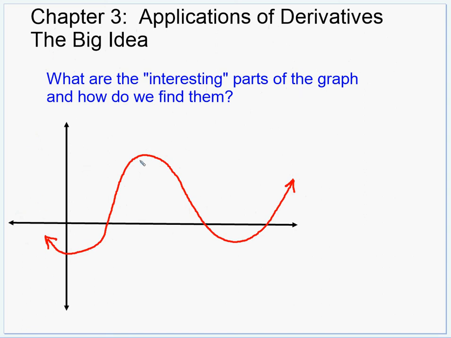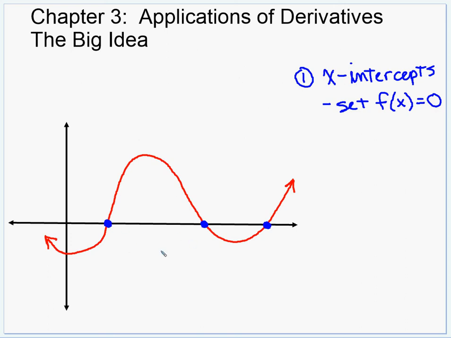So here I've just drawn a curve cutting through the xy axes, and I wrote, what are the interesting parts of any graph, and how would we locate those interesting features? Well, one of the easiest, and you've been doing this even before calculus, we can find, I used blue dots here, the x-intercepts. And how do you find the x-intercepts of an equation? You just set the function equal to 0, because the x-axis is height 0 on the y-axis. So if you set your function equal to 0, you'll find the x-intercepts.